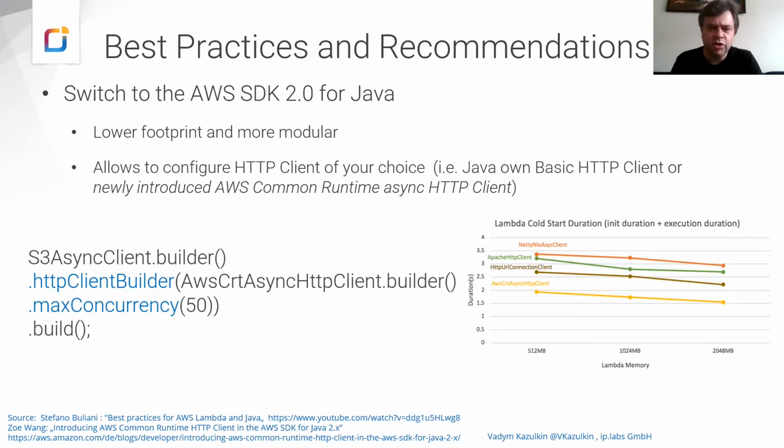And this is logical, because all these other HTTP clients cache a lot. They are for server-side applications. They are not designed for short-living functions. There, the cache doesn't matter a lot. You need simple, quick execution. So the AWS async HTTP client is also one of these improvements.